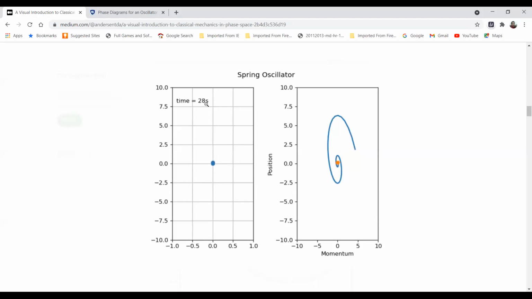Time is also shown here. After 30 seconds it will stop. Okay, good. So this is the phase trajectory. Phase trajectory is helical shaped, and that is how you can represent a dynamic state of the system in a phase space. What is phase space?